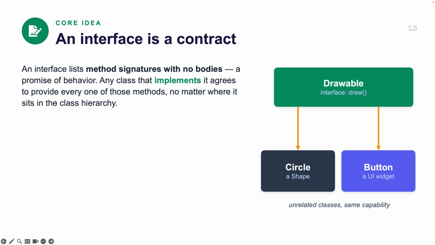That's the big shift from inheritance. Inheritance is about what something is. A dog is an animal. An interface is about what something can do. And totally unrelated classes can share the same capability. We'll see the syntax next, but hold on to that word. Contract. An interface is a promise about behavior. A contract.